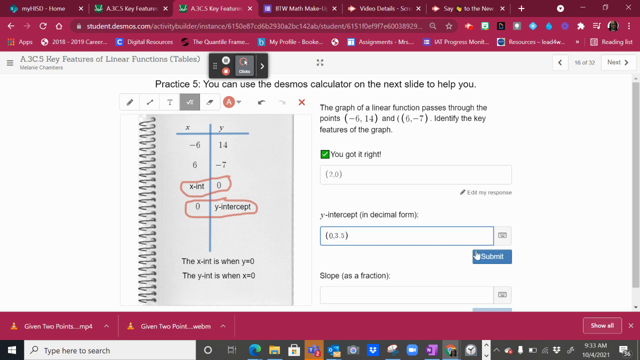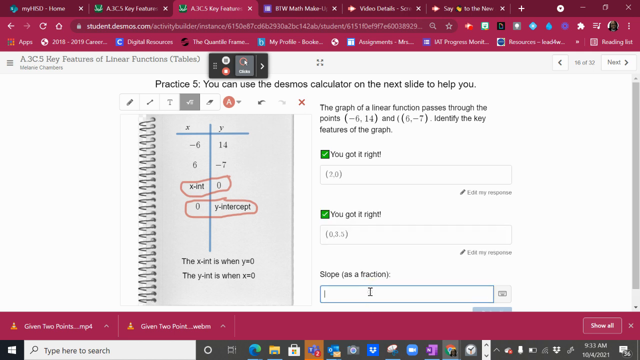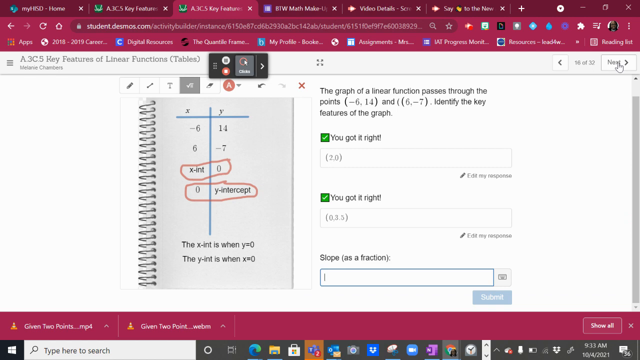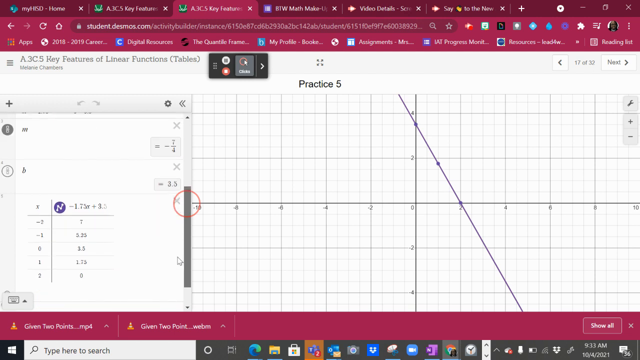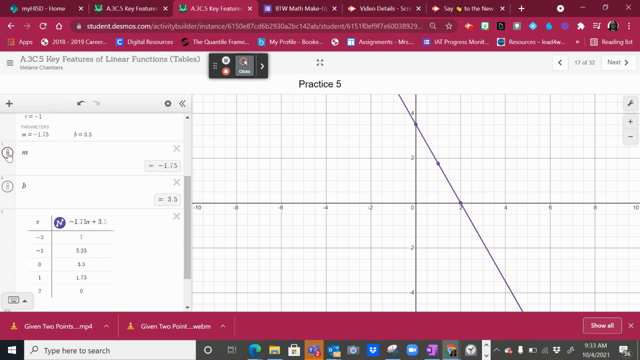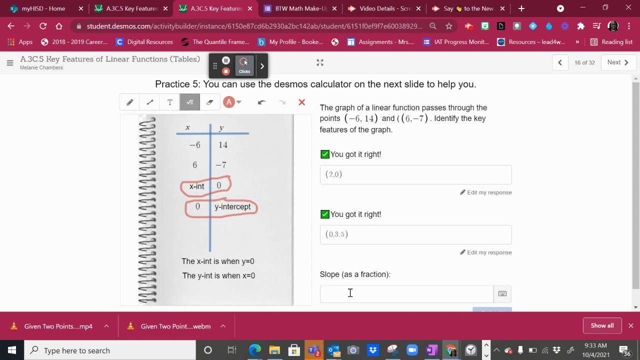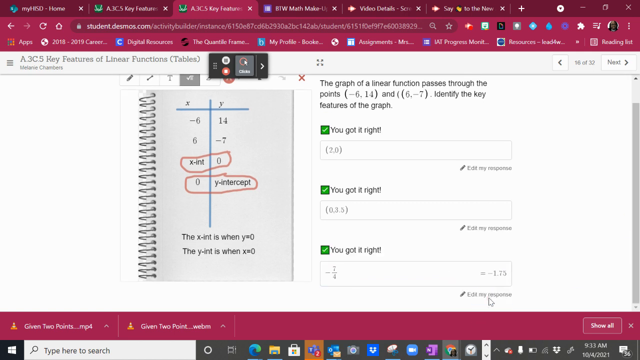We can go back and check it. And our slope as a fraction, let's go see what our slope was. I think it was negative, yeah, because it's a falling line. And we can see that our slope is -1.75, which is -7/4. So we got all our answers. We submit them, and we get everything right.